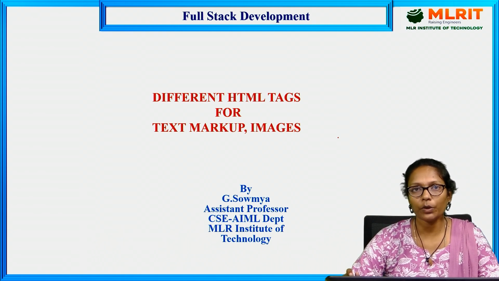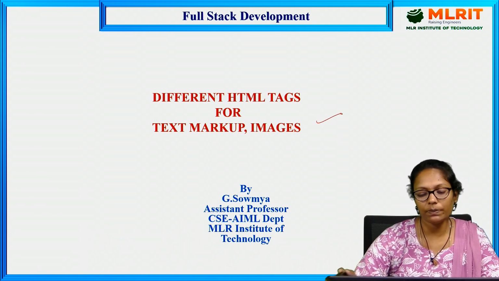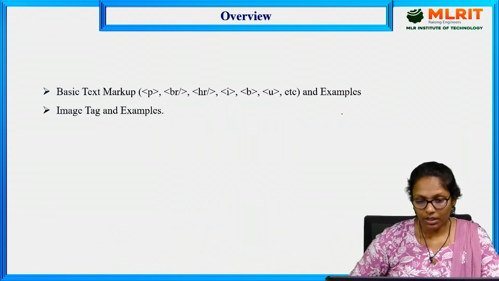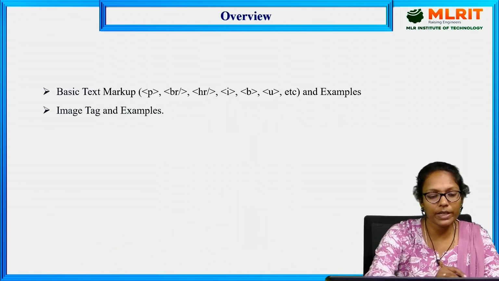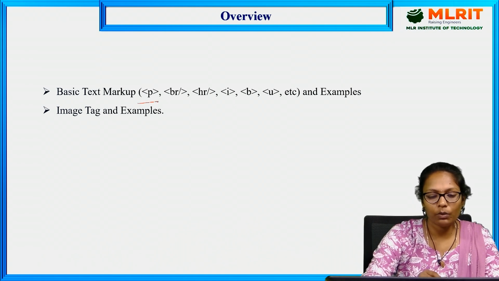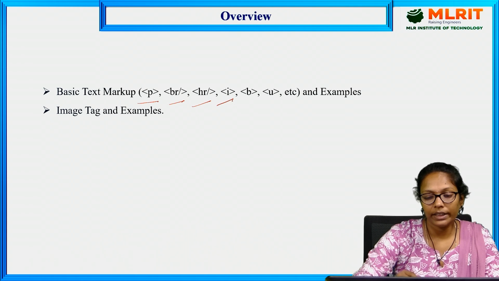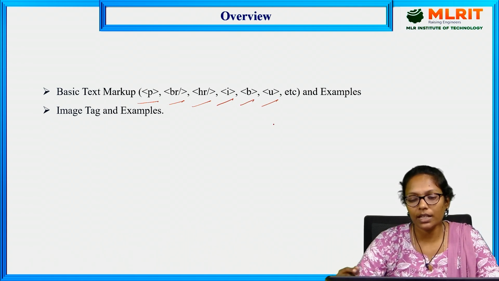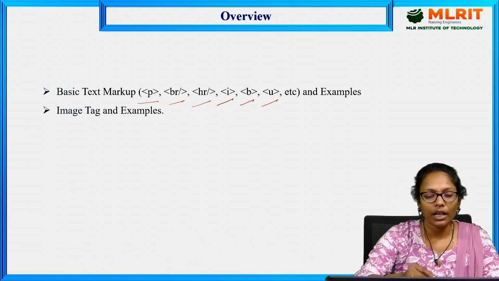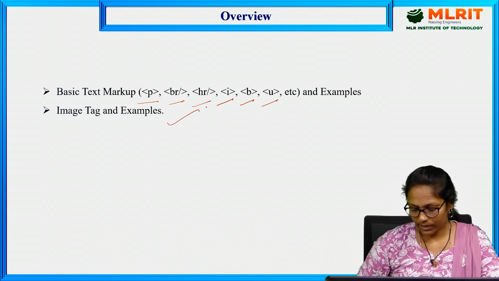In this video, we are going to discuss different HTML tags for text markup and images. The agenda or overview of this presentation covers basic text markup tags like the paragraph tag, break tag, horizontal line tag, italic, bold, underline, and we also have different markup tags that we are going to discuss with examples, and we are also discussing the image tag with an example.